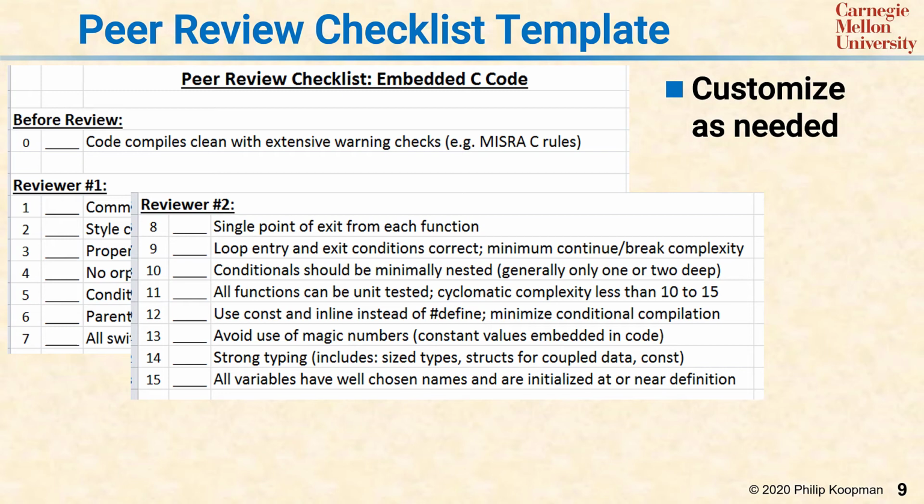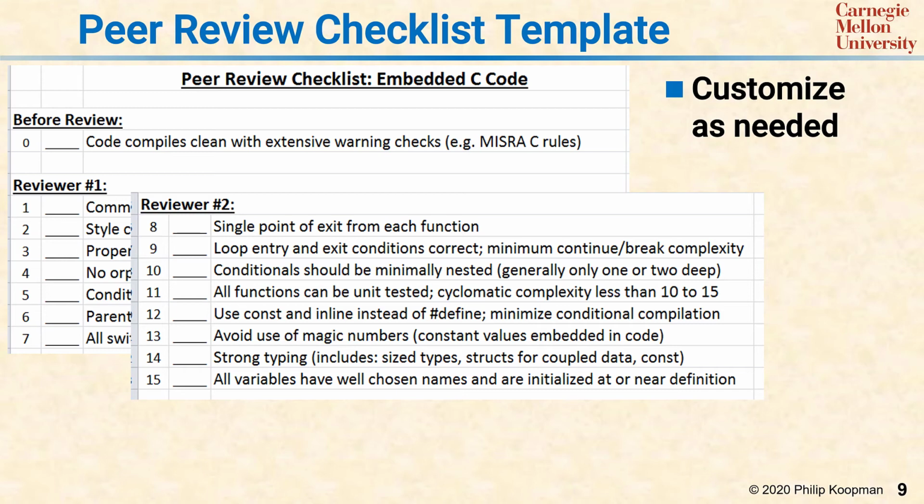Is there an avoidance of the use of magic numbers, constant values embedded in the code that should instead be defined as named constants? Is strong data typing used to the extent that is appropriate? And do all the variables have well-chosen names, and are they initialized at or near definition? And again, the initialization is something your tool might be able to handle for you.